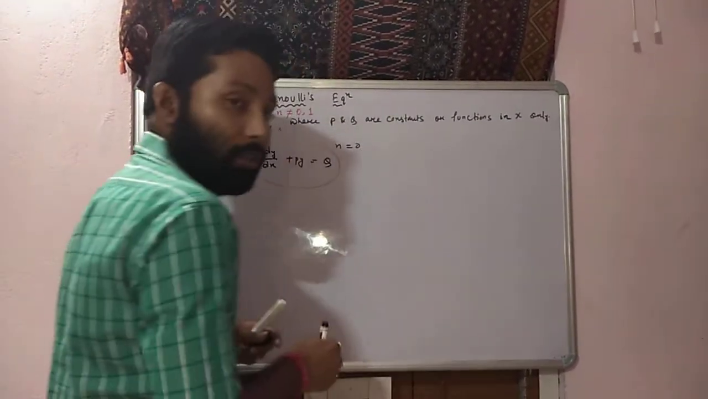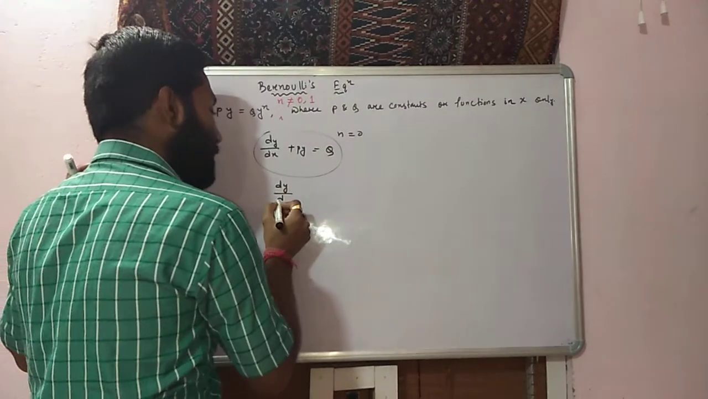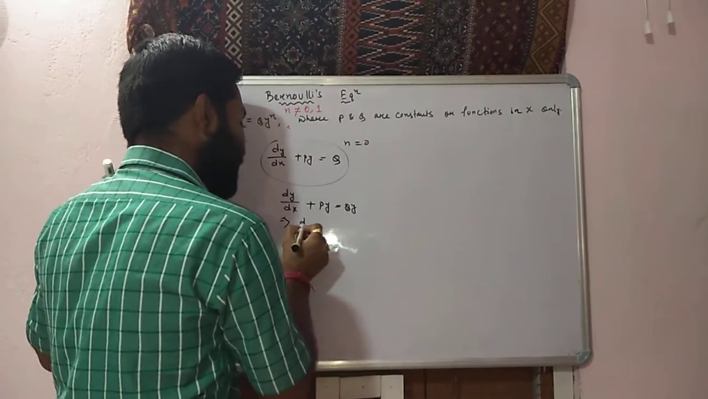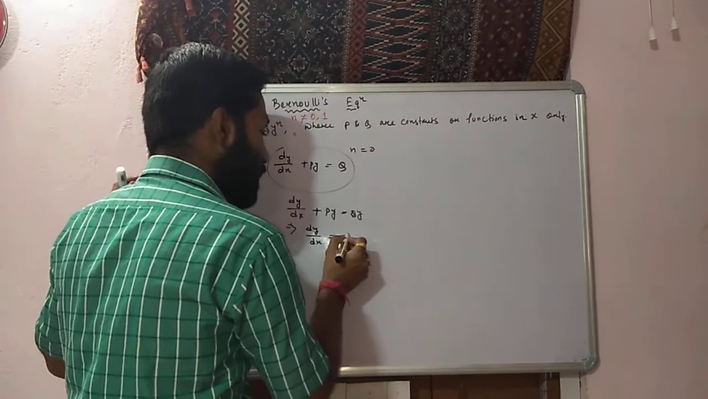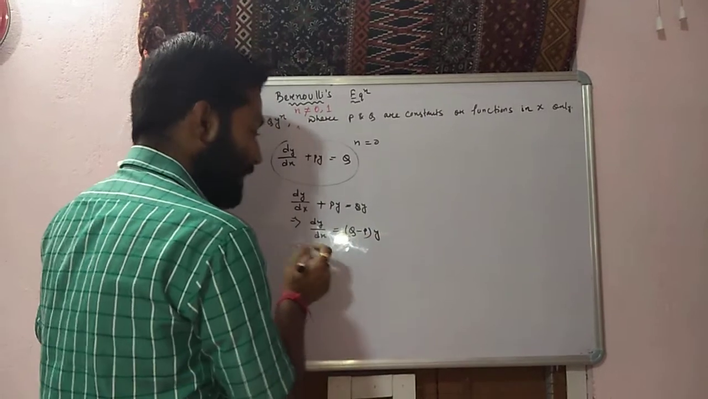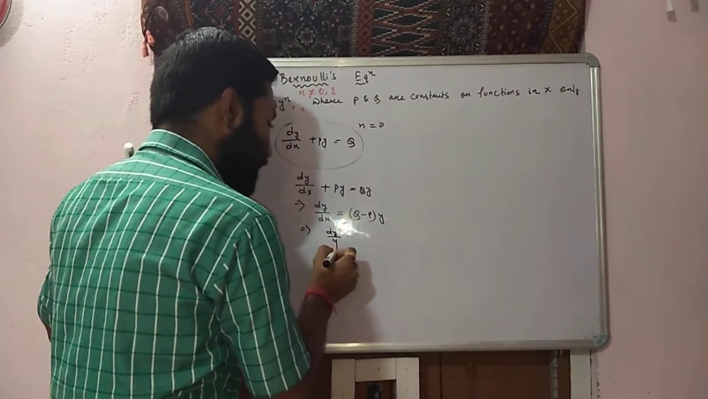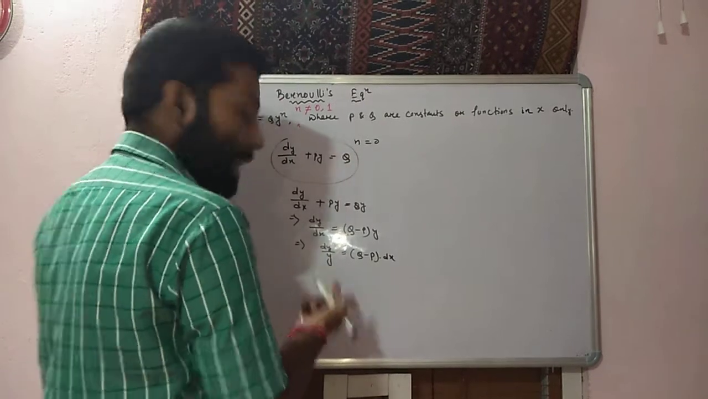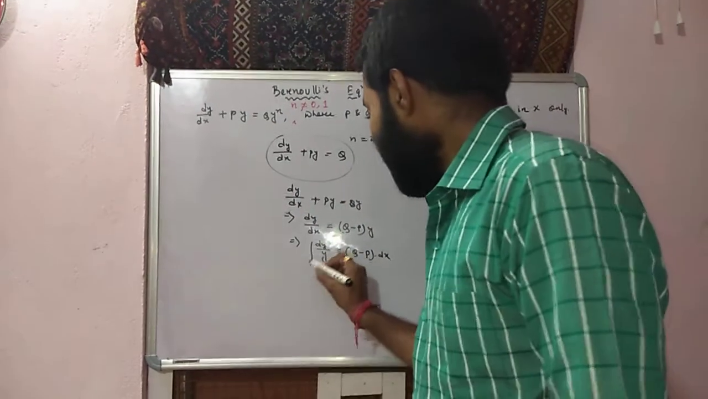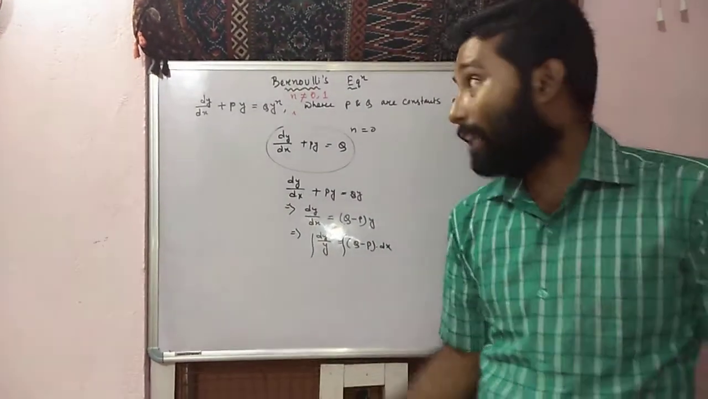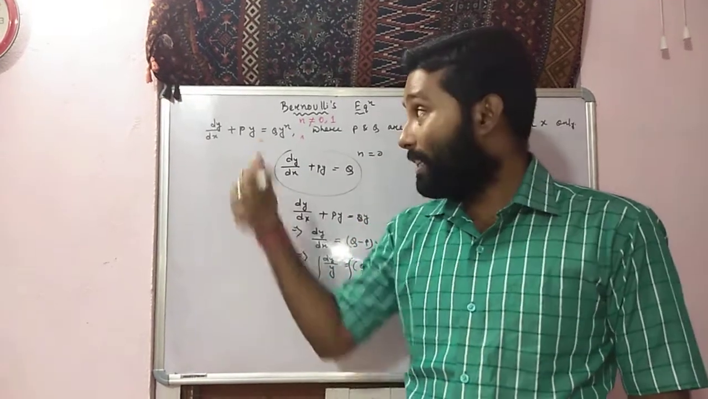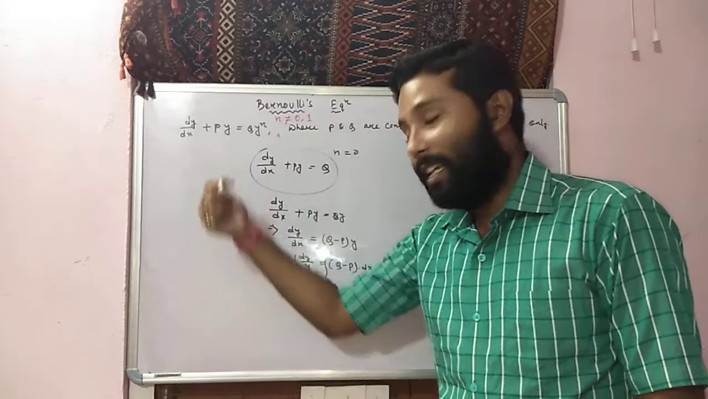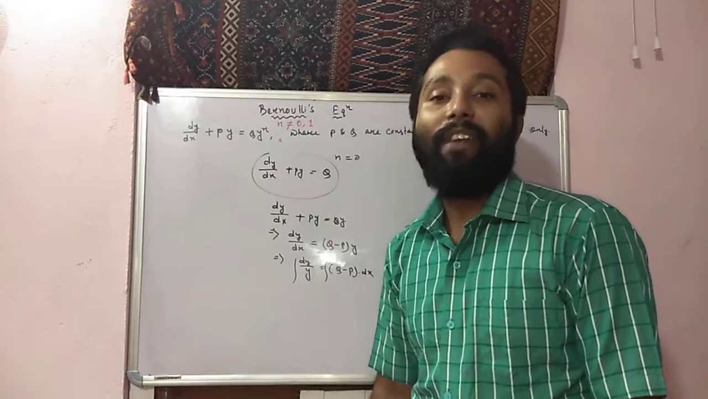And why can't we put n equal to 1? If I put n equal to 1, see what will happen. dy by dx plus py is equal to qy. This equation can be written as dy by dx equal to q minus p whole into y, or dy by dx by y equal to q minus p into dx. Now it has come to the variable separable method. That means if I integrate on both sides, you will get the solution. That's why we cannot put n equal to 0 and n equal to 1. If I put n equal to 0, it will be a linear differential equation of type 1. If I put n equal to 1, then we can solve this equation by variable separable method.